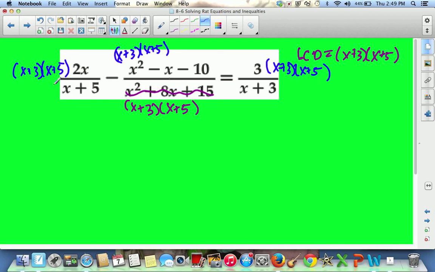So let's start canceling things out. The x plus 5's cancel out here, so now we're going to end up with 2x times x plus 3. Here, the x plus 3 and the x plus 5 cancel out. That is wonderful. Can you factor this at all? Did you guys even try to do that?